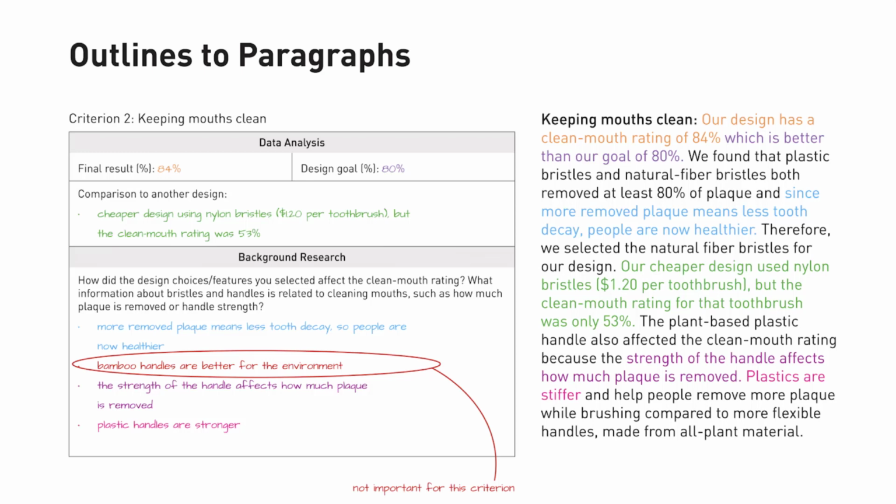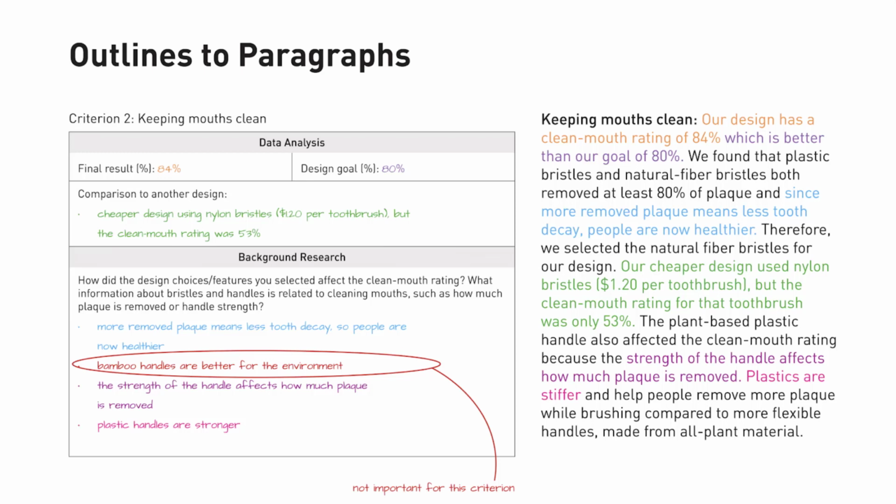The first sentence, "Our design has a clean mouth rating of 84%, which is better than our goal of 80%," shows how the final result and the goal were combined into strong evidence. The comparison to another design shows up in a later sentence, shown in green. "Our cheaper design used nylon bristles, $1.20 per toothbrush, but the clean mouth rating for that toothbrush was only 53%."